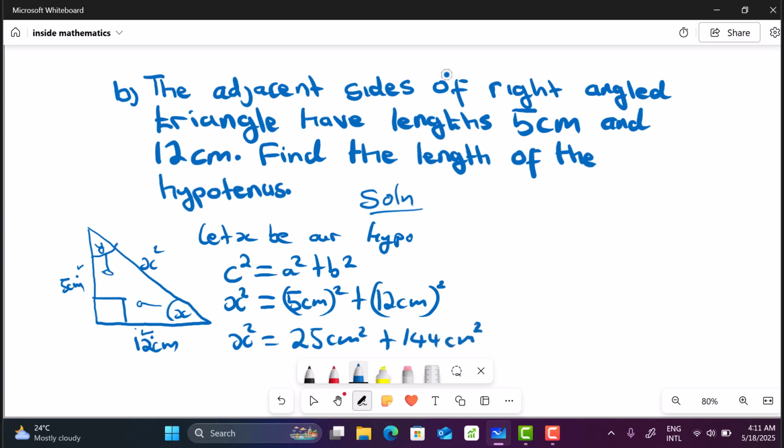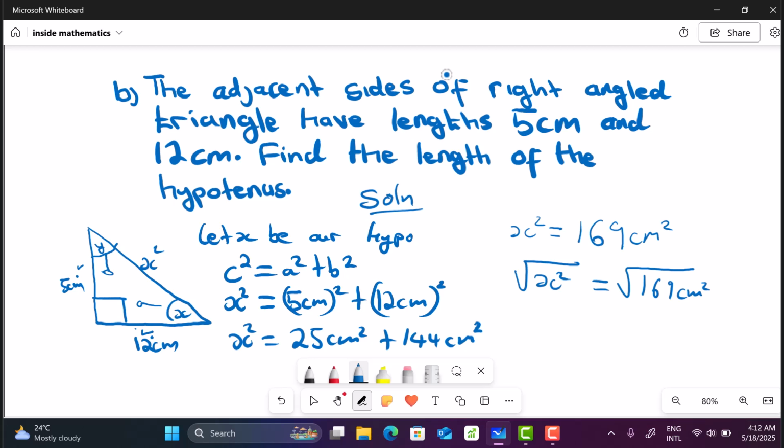So here we are going to write our math again. x squared is equal to 25 square centimeters plus 144 square centimeters, which is nothing but 169 square centimeters. So we apply a square root to both sides. The square root of x squared is equal to the square root of 169 square centimeters.